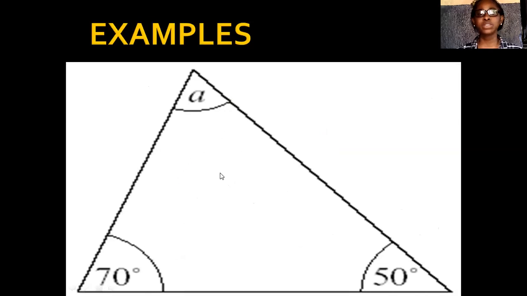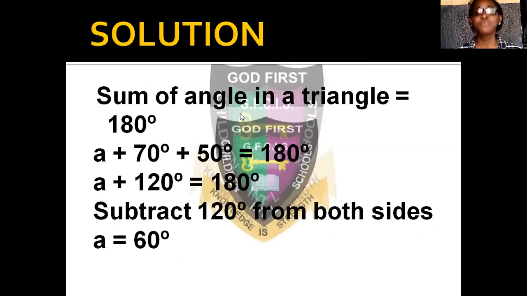So I have an example of this. We want to find the sum of angles in a triangle. We're given a triangle with the first value 50 degrees, another 50 degrees, another 70 degrees, and the next one is A degrees. Find the value of A. Don't forget that the sum of angles in a triangle is 180 degrees. So A plus 70 degrees plus 50 degrees equals 180 degrees.